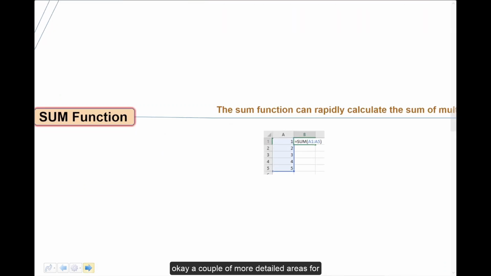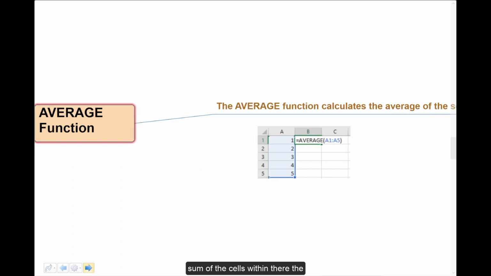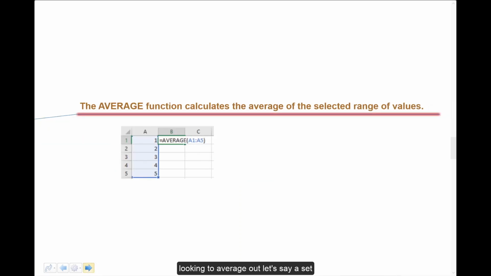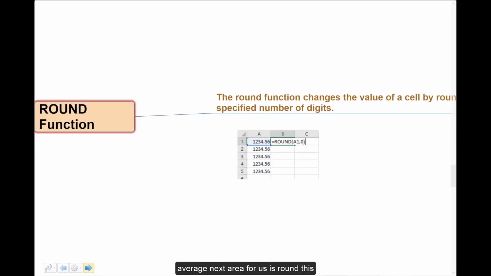A couple of more detailed areas for us now. The sum function, which hopefully you're familiar with, just equals sum, and extrapolating through from the first cell to the last will give you the sum of the cells within there. The average function is sort of similar. We're looking to average out, let's say, a set of cells A1 all the way through to A5, just equals average.